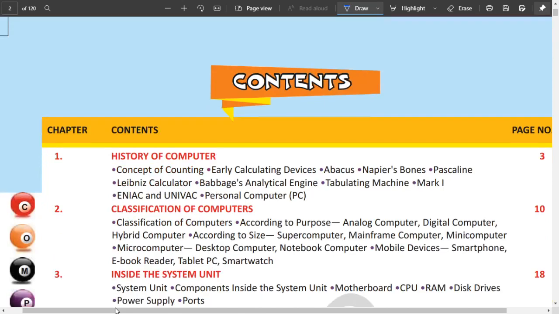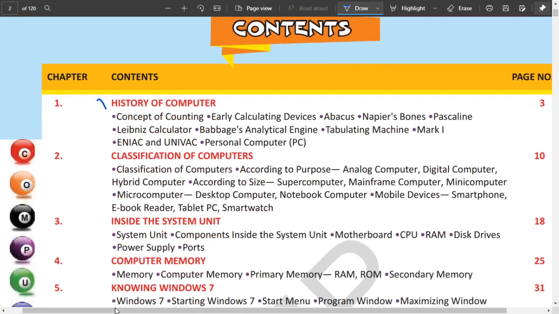Okay, so let's start. What we have to read today is the history of computer, which is our first chapter. In this chapter, we will read about the concept of counting. In this, we will see how you can count and how people used to count in earlier days. Then early calculating devices, what is abacus, and all these points. Okay, let's start one by one.